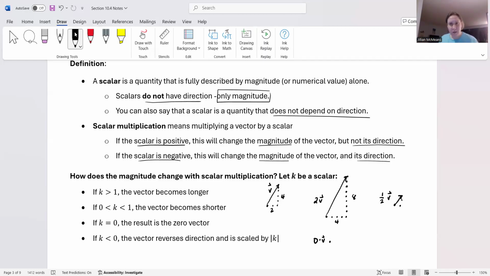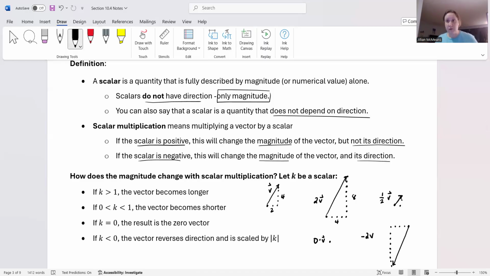And then finally, negative. So let's say we had negative 2v. Well, if this is my initial point, I need to go to the left 1, 2, 3, 4, and then down 1, 2, 3, 4, 5, 6, 7, 8. So it still changes the magnitude of v. It still elongates v, but it also changes its direction. So again, if k is negative, it's going to change the direction and it's either going to elongate or shorten v depending on what the scalar is, if it's less than 1 or if it's greater than 1. Okay, so that's kind of how scalar multiplication with vectors works.